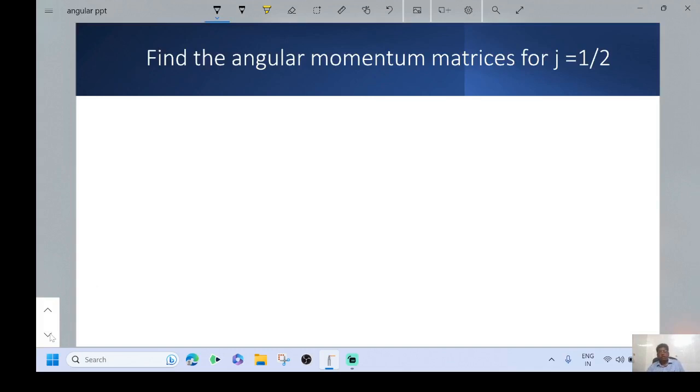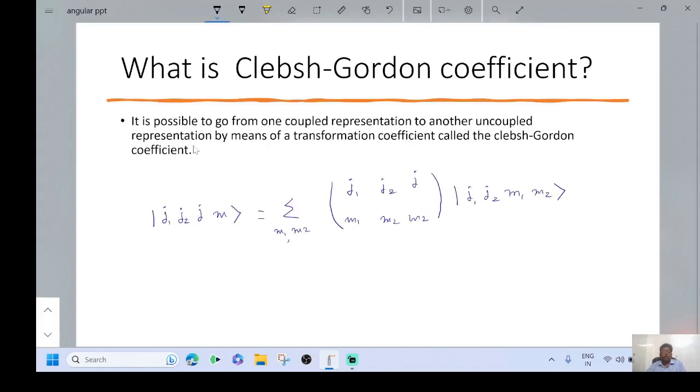j square, j plus, j minus, jx and j plus, jx and jy. Now, what is Clebsch-Gordan coefficient? It is possible to go from one coupled representation to another uncoupled representation by means of a transformation coefficient called the Clebsch-Gordan coefficient. This is the coupled form. This is the uncoupled form.